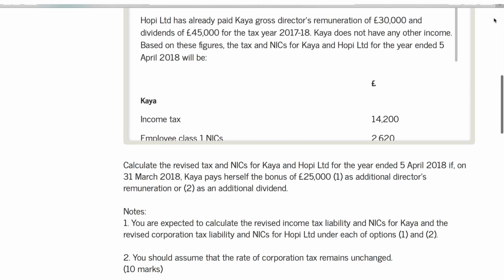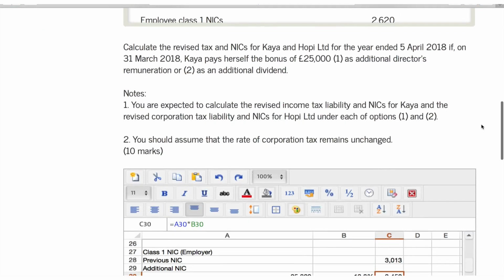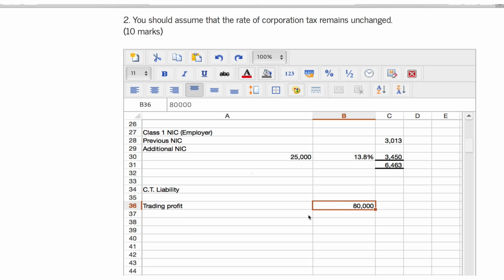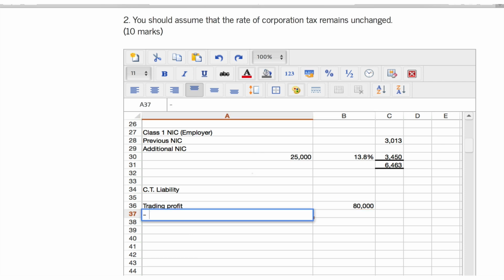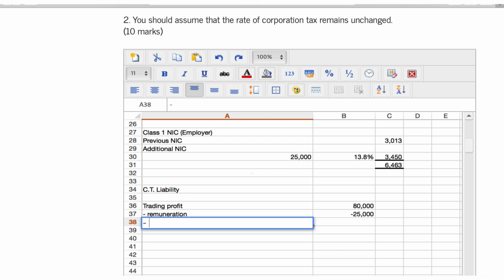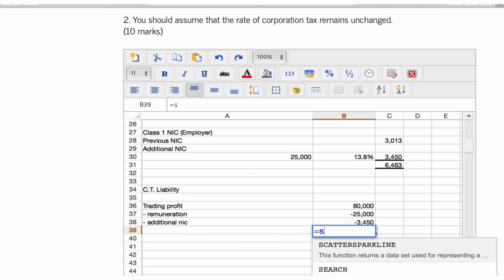They told us that we have a profit here of 80,000, so let's just copy that and we can put it in right there. So let's copy this, and my trading profit before my deductions, of course, was 80,000 that I've just copied. And then, of course, I'm going to subtract the additional remuneration. So we are subtracting this 25,000 that we have of additional remuneration and subtract your additional NIC. So we're subtracting my 3450 over here that we paid.